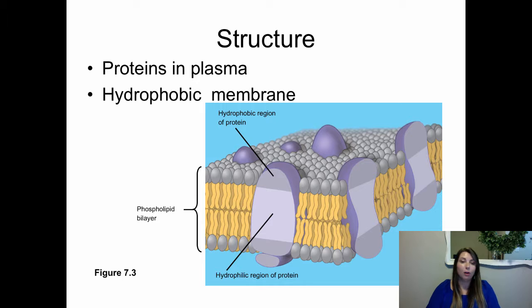So there are proteins in our plasma membrane. There's going to be a hydrophobic region, and it's going to sit more out here with our polar heads, and then we're going to have a hydrophilic region, which is going to be in the middle of that phospholipid bilayer. These proteins actually provide a pathway for the cell, or they can be used for some other function.